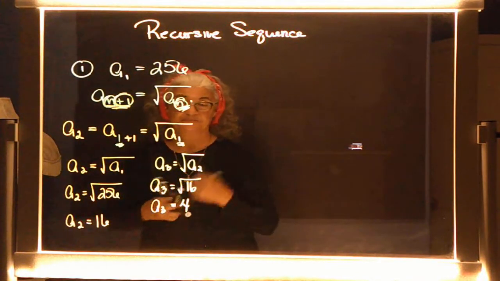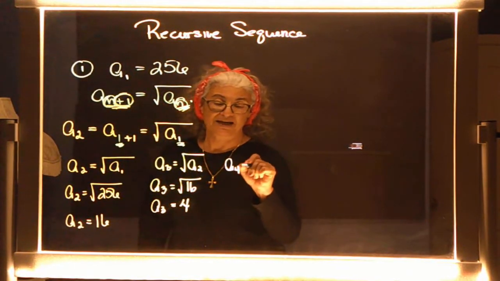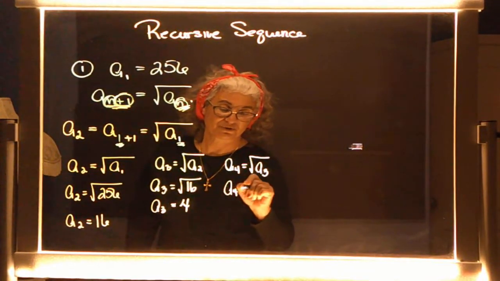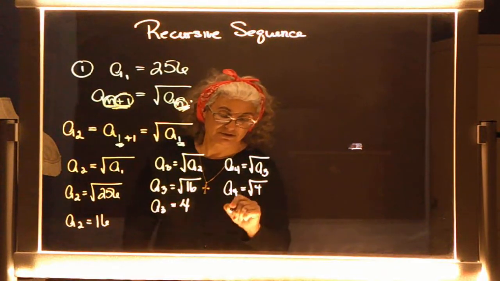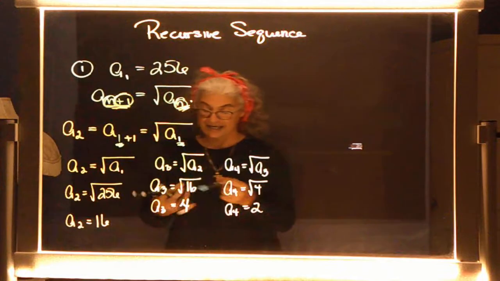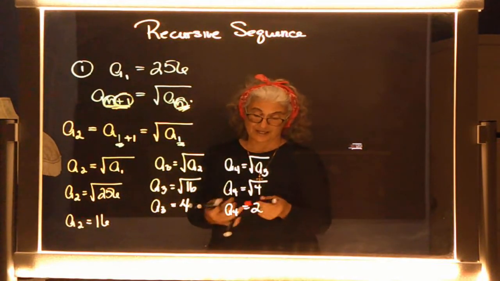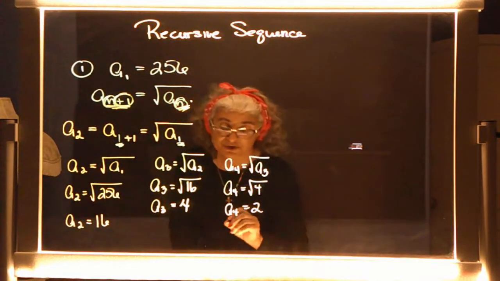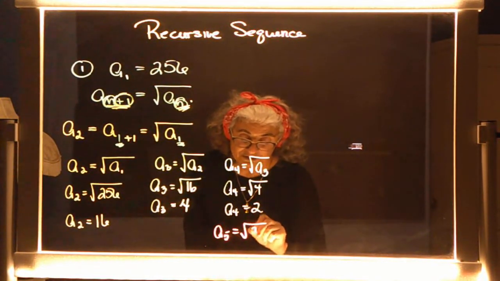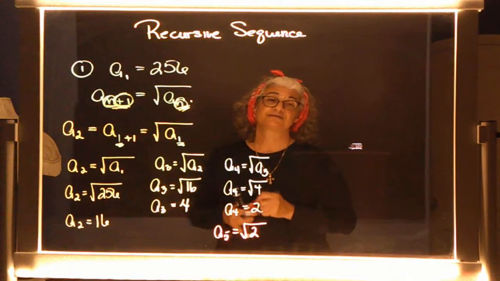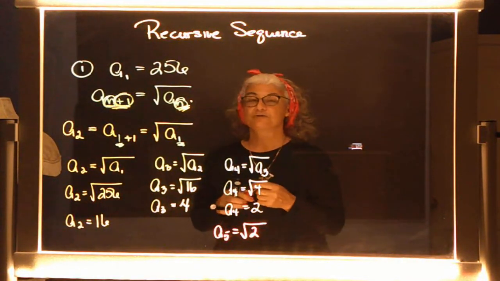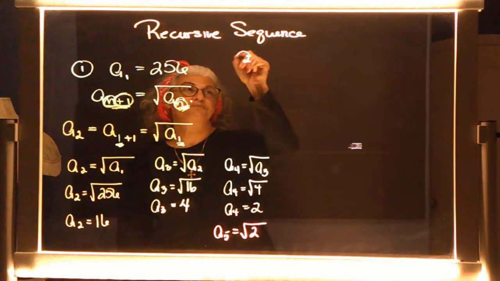How about term number 4? Sorry about that. I was getting ahead of myself. Yeah, I need to find the square root of term number 3. Term number 3 is 4. So the fourth term is 2. And the fifth term. Yeah, to find the fifth term, a sub 5 is equal to the square root of 2, the one before it. Good?